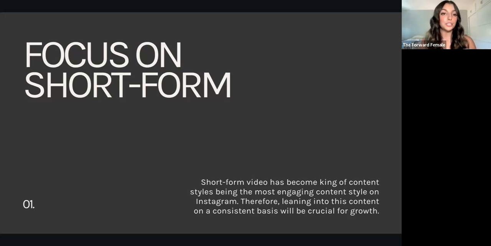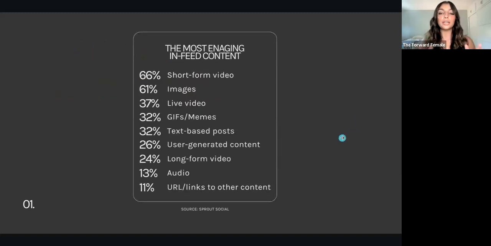But I think that it's really, really crucial that you incorporate short form into your strategy because it is the most engaged with content. So if we look at in-feed content, 66% engagement compared to images, live video, memes, everything else. So that's why short form video is really, really important, and it should be a part of your strategy. There's a lot of ways to tackle short form video, which we can talk about, but it's really crucial. It doesn't mean that you should not share anything that is within these other categories. It's just having that awareness that it should be in your strategy.